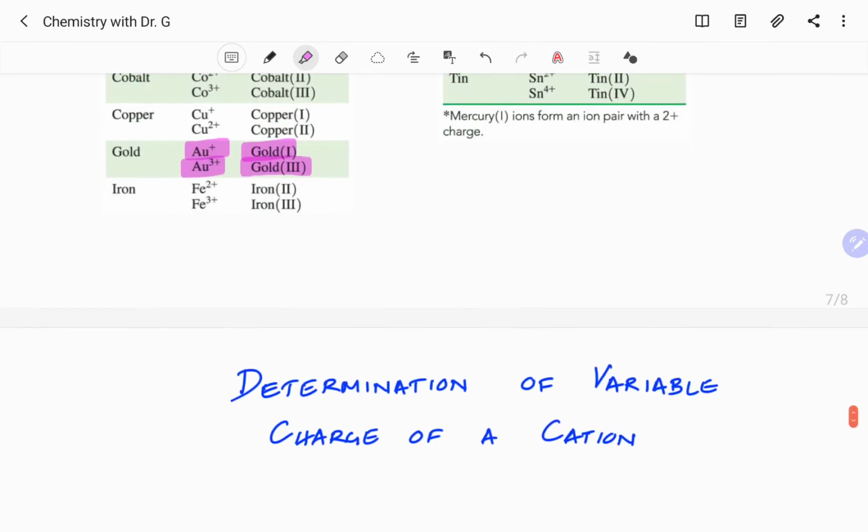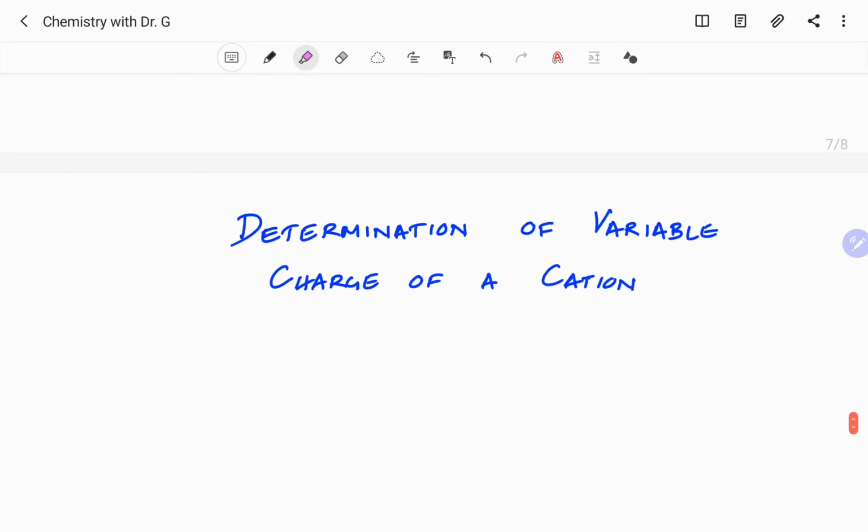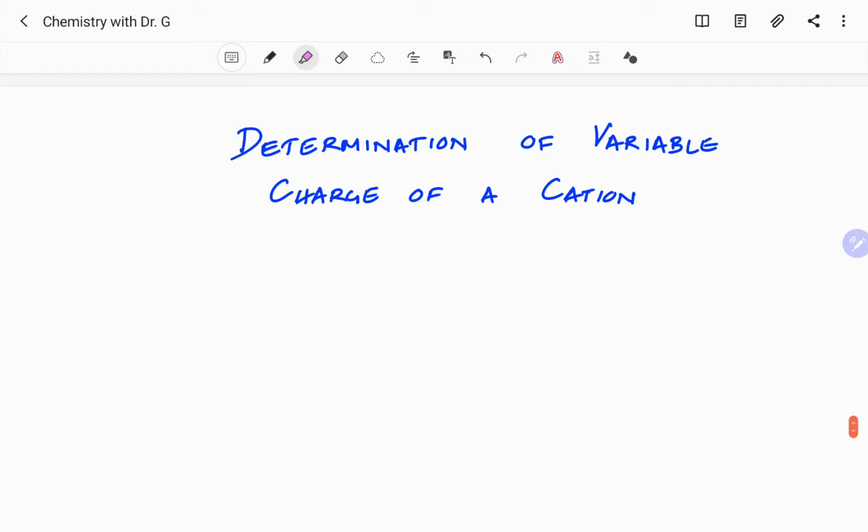Next up we are going to learn how to determine the variable charge of a cation. In other words, let's say you already know the chemical formula, MnCl2. Here is a chemical formula for an ionic compound that contains manganese and chloride. If you already know the chemical formula, how do you determine the charge of your cation? That is what we are going to learn next.